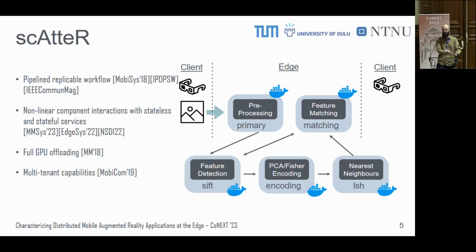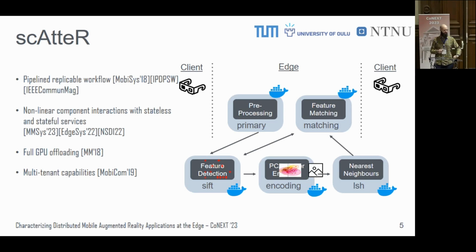So starting from what's out there, we designed this as a fully offloaded augmented reality application, where a client sends the frames to the first service, which is primary. Primary service performs downscaling and grayscaling of the frame and sends the frames to the SIFT microservice that performs feature detection and extraction. Then the frame is sent to the encoding microservice that performs PCA and Fisher encoding.